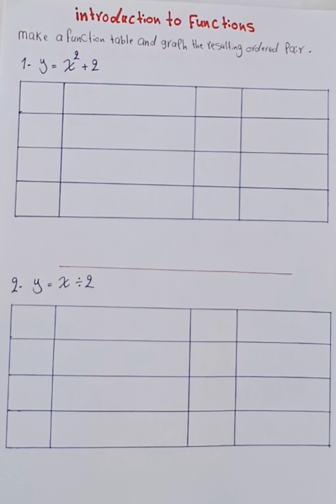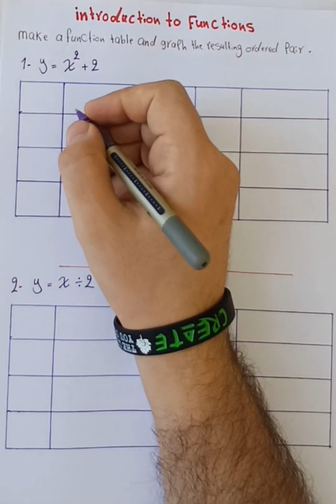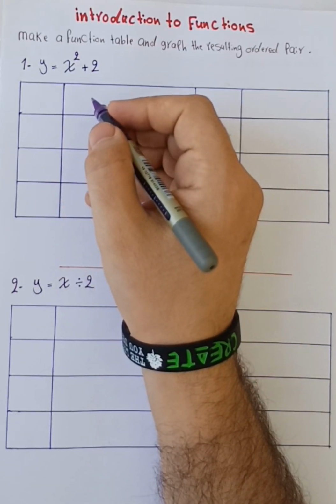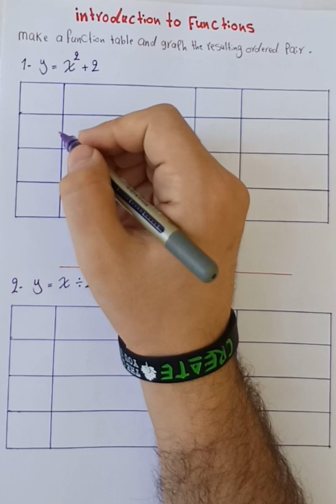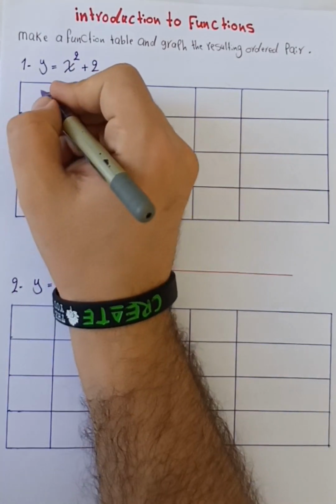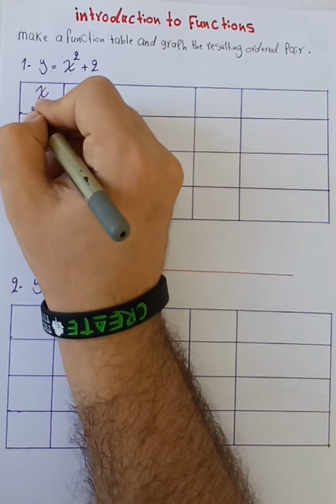So first, in this lesson, I'm going to teach you how to use a rule for finding output and finding the ordered pairs and graph on the coordinate plane. First of all, we have this table. When we make a function table for a rule, we need input and output. So for input is x. X is input.